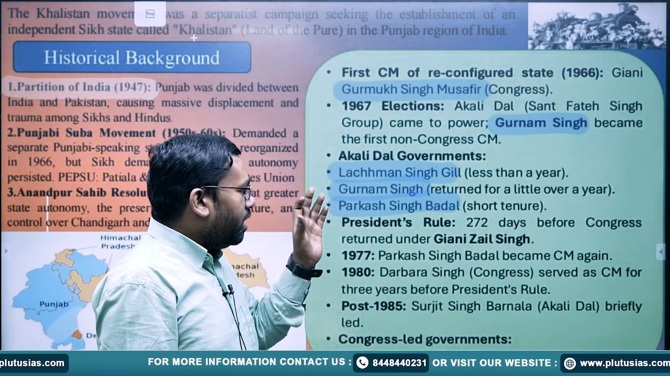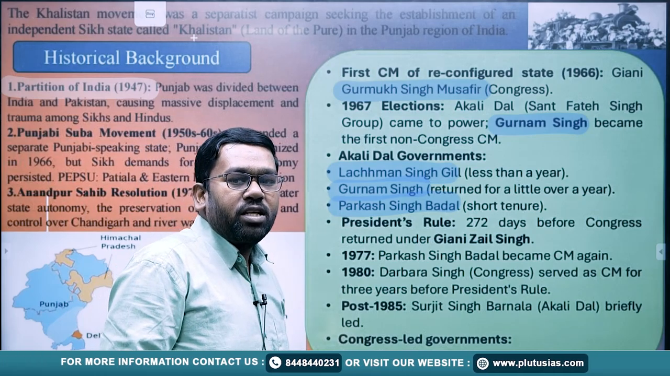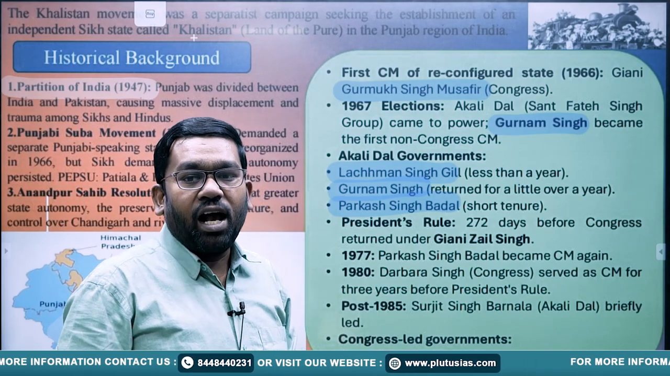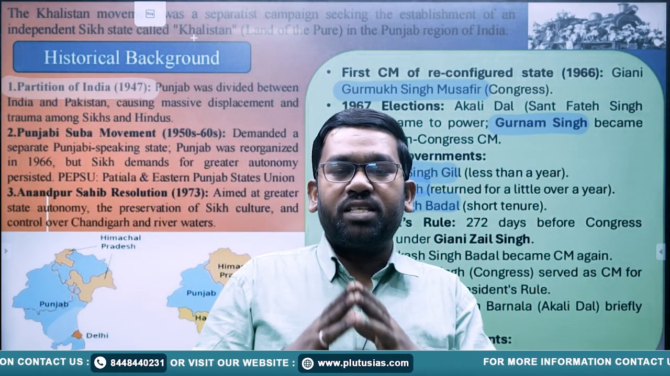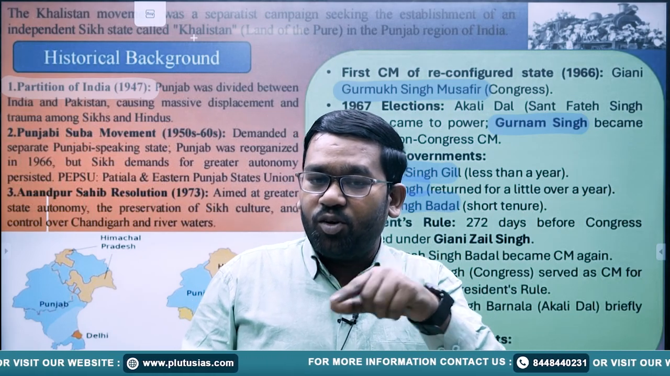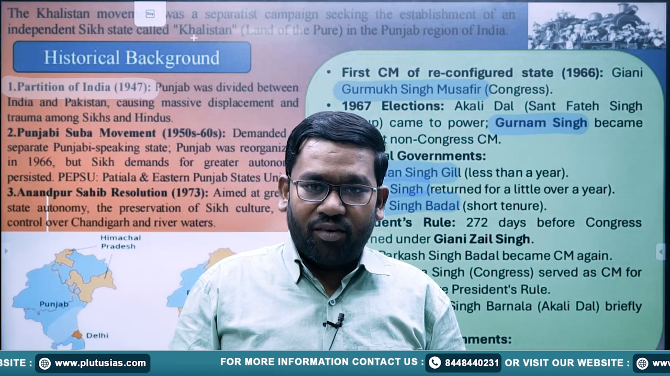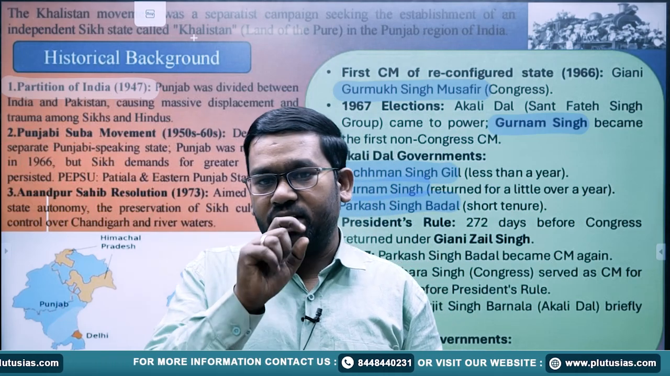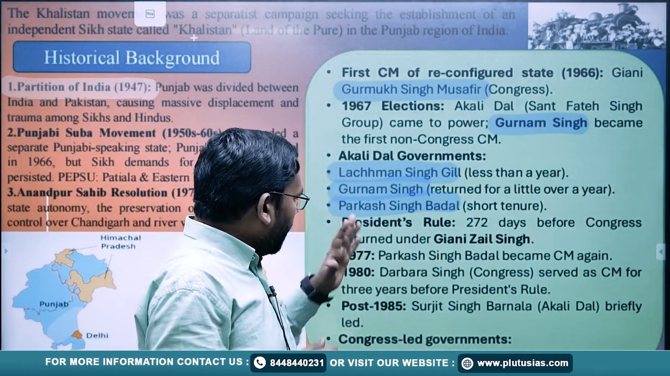And then what happened? In the 1971 election, Congress returned to power, and Gyani Zail Singh became the CM in Punjab. Gyani Zail Singh is the same person who later became the President of India. About him, I will discuss separately in this video. Then what happens here?